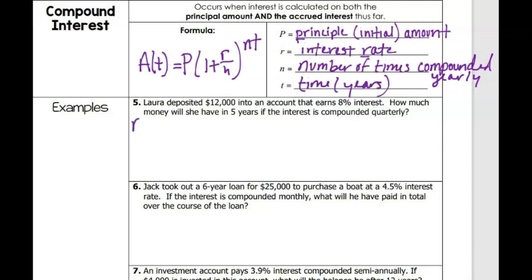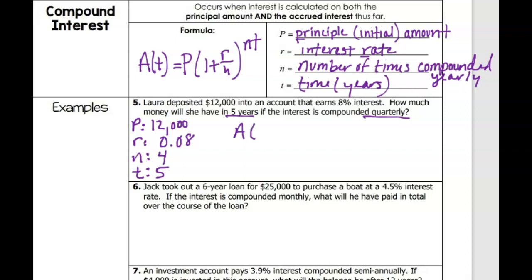So let's think about, first of all, let's just write out what the key components are. So the principal is $12,000. Her interest rate is 8%. It's compounded quarterly, so that N is 4. And then we want to know the time period after 5 years. Okay. So these are the key things we want to write down, right? P, the principal, the interest rate, how it is compounded, and then the time.